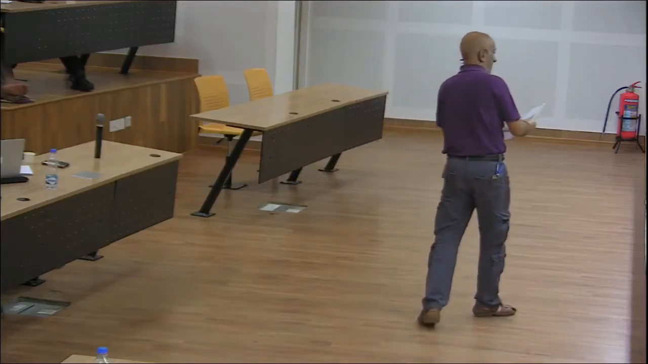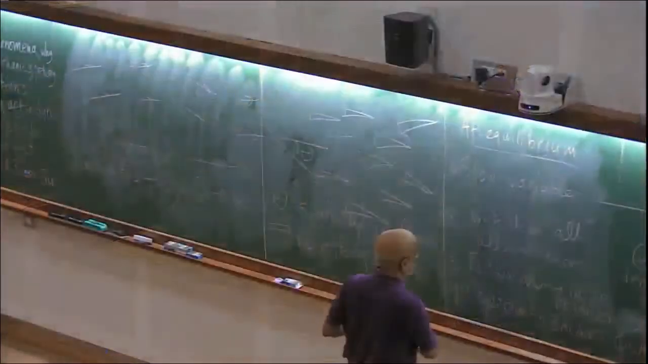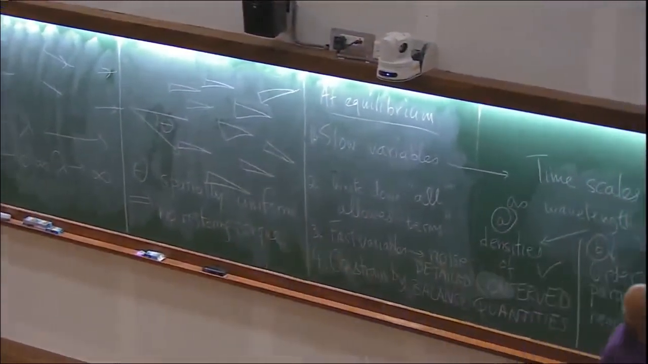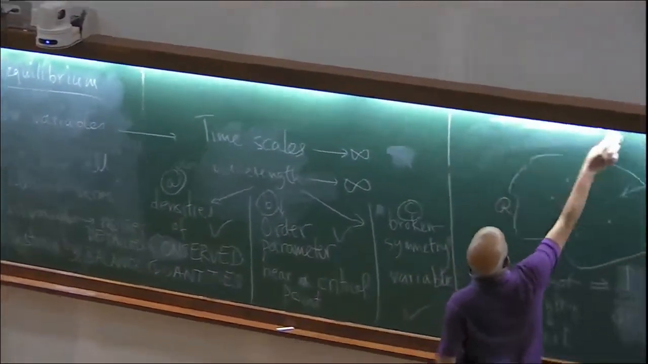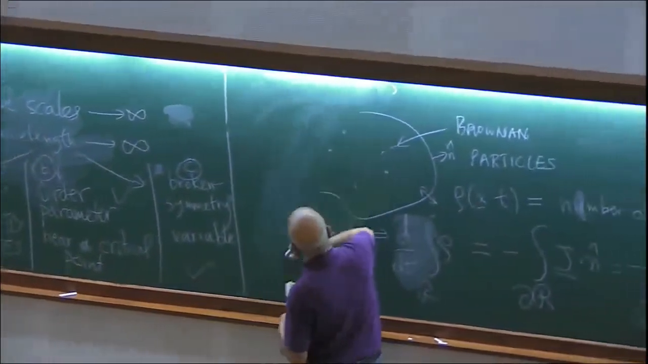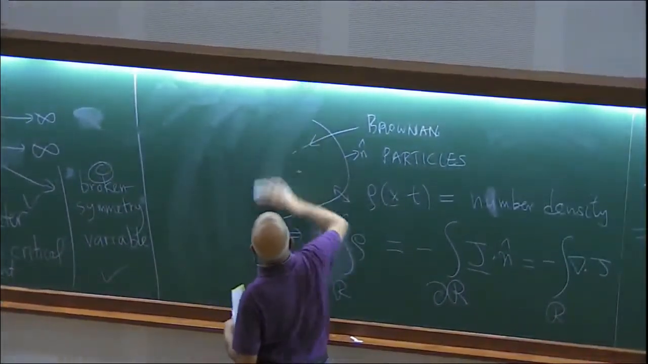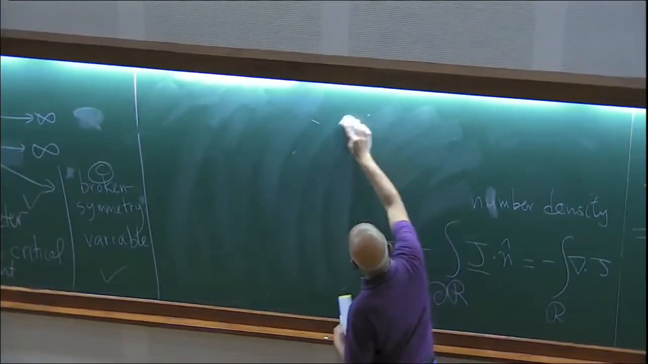It's pretty bad. So whatever I've done identifying variables, now I want to write down all allowed terms. What on earth does that mean? What that means is that because I'm choosing a coarse-grained description, I want to directly write down continuum partial differential equations for these systems.